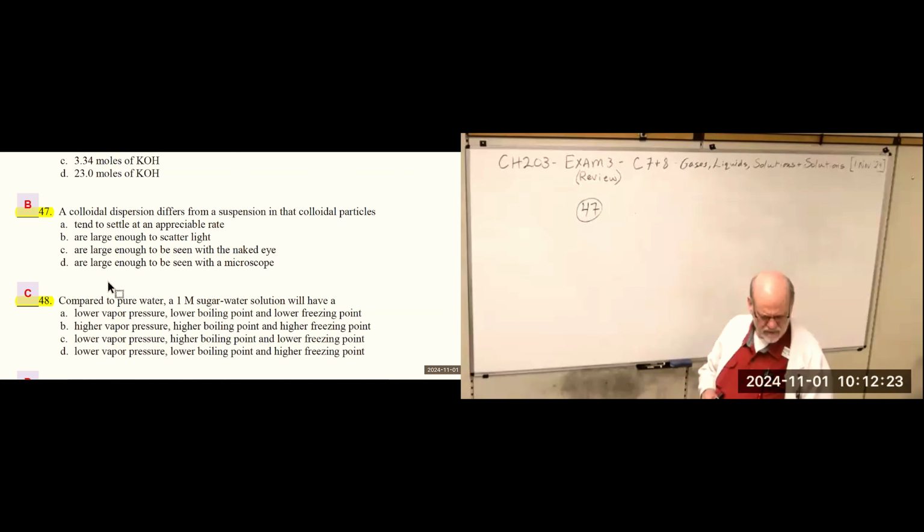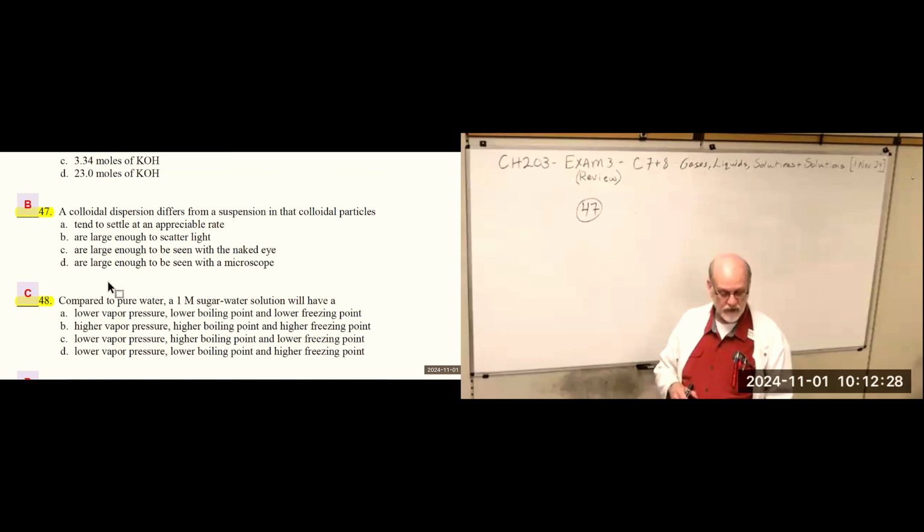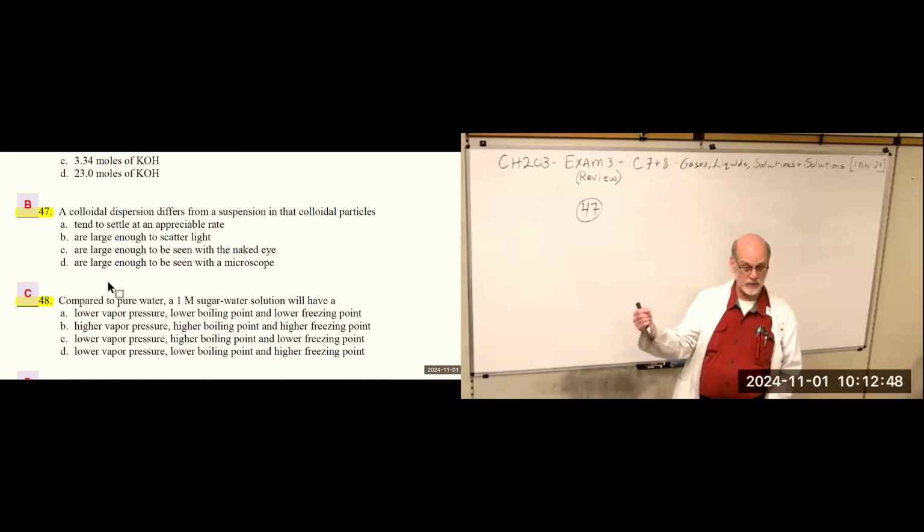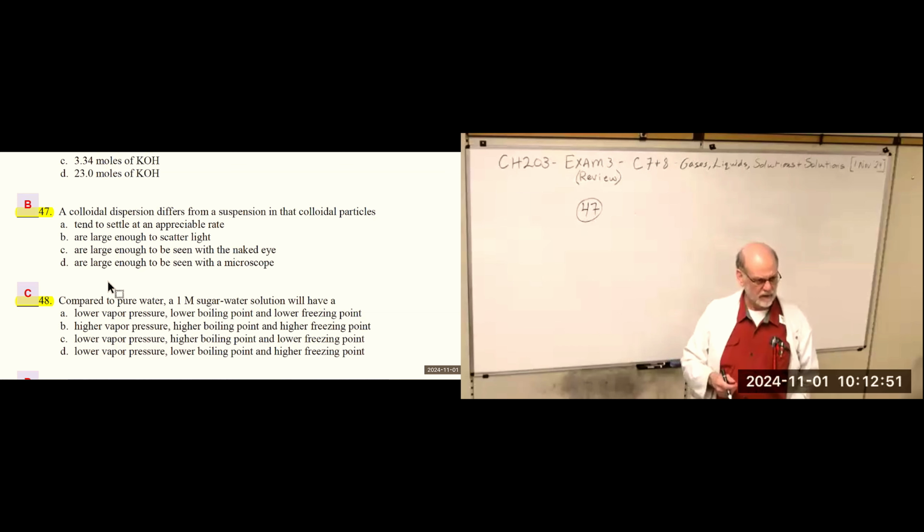So which one answers that? Colloidal dispersion differs from a suspension in that the colloidal particles are large enough to scatter light. Well, yeah, that too. What do we call that in the laboratory setting? We call that the Tyndall effect, where you can shine a light through a solution and you can't see it go through the solution. But if you shine it through a colloid, you can see that light beam because the particles are big enough to scatter the light beam as it travels through.